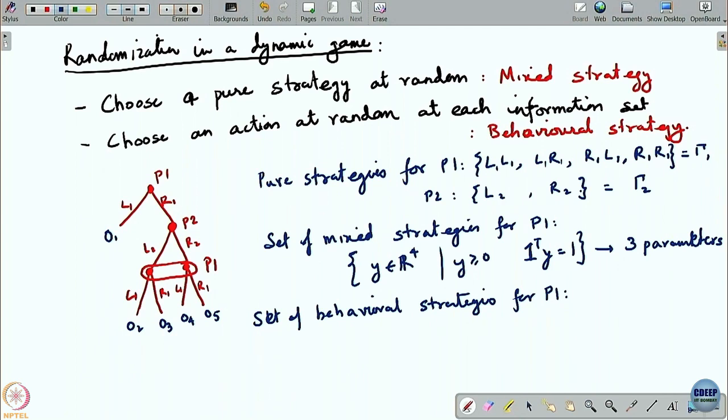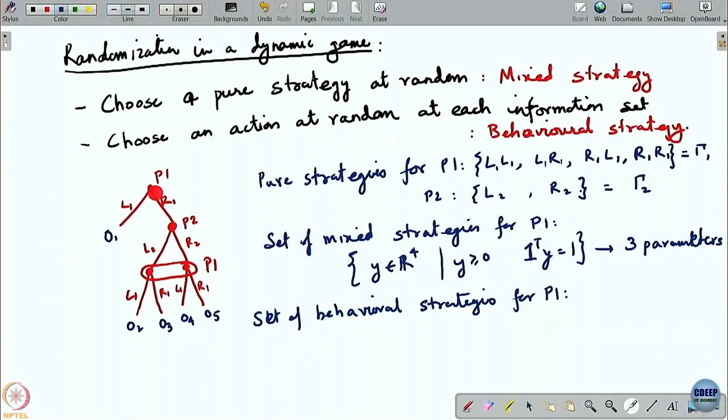So how do I define the set of behavioral strategies for player 1? In a behavioral strategy, he has to choose an action at random at each information set. So there are how many information sets? 2 for player 1. So he has to pick a probability distribution on this action set. So a behavioral strategy will be specified by the probability distributions for each information set. At this information set, he chooses an action at random. Similarly, at this information set, he again chooses an action at random.